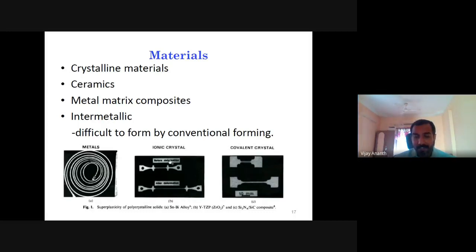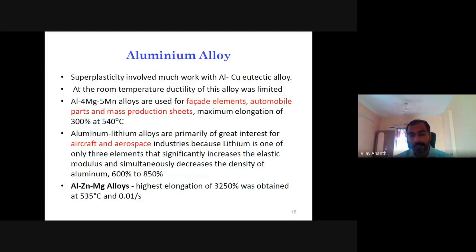This is a ceramic part which is having elongation, right? This is the original specimen. This is the elongated specimen. In the same way, the last one is silicon nitride, silicon carbide, a composite ceramic material. This is also having this much elongation, right? So materials difficult to form by conventional processes can be formed through the superplastic forming process. Now, aluminum alloys.